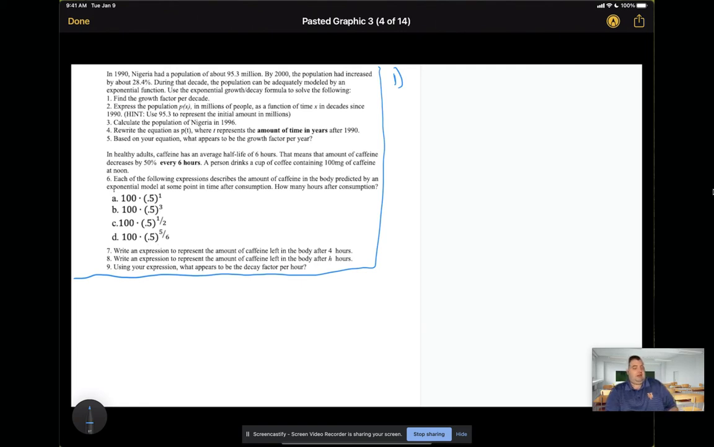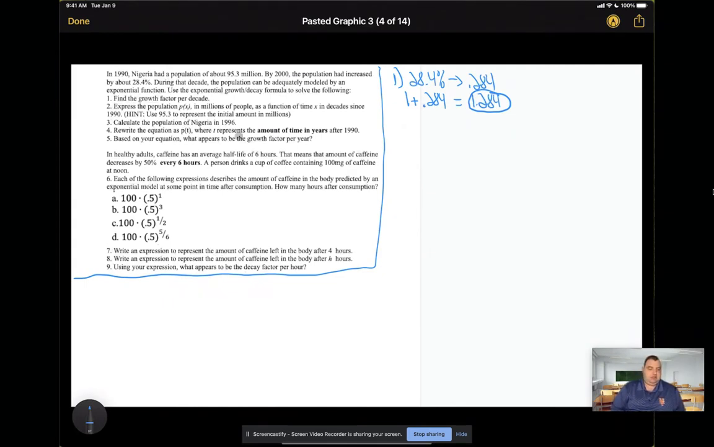So number 1, find the growth factor per decade. It's going up by 28.4% per decade. So I know that 28.4% is 0.284. And because it's growth, my growth factor is going to be 1 plus the percentage. So 1 plus 0.284. So my growth factor per decade is 1.284. So that is your answer to number 1.